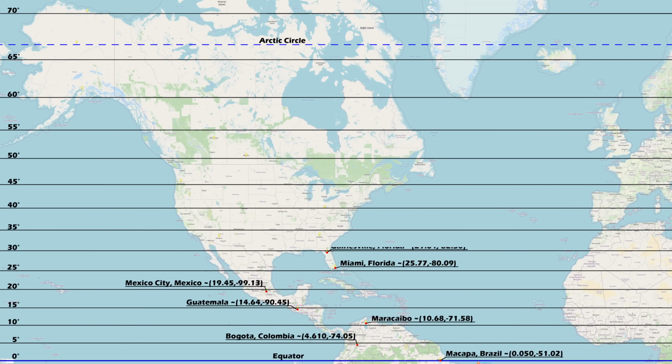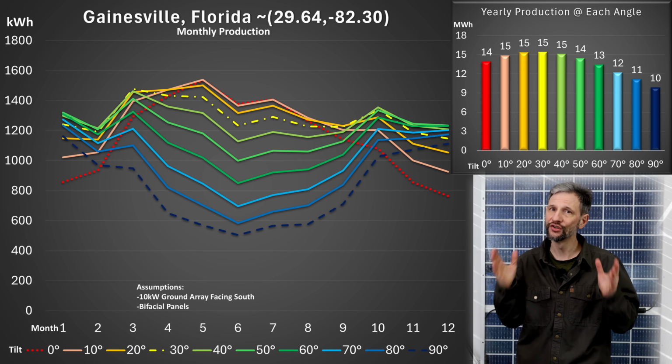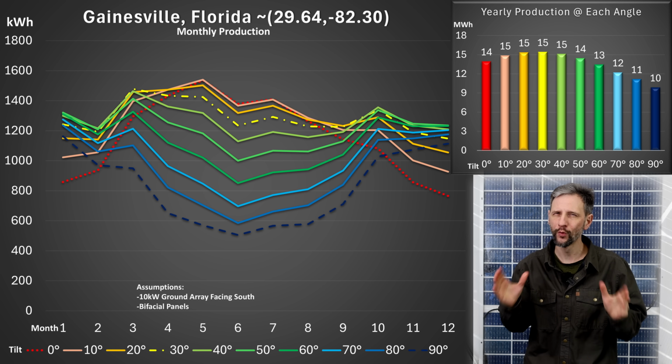Moving up the panhandle to approximately 30 degrees latitude. Once again, 30-degree tilt gives a fairly even production throughout the year and a good yearly output at 15 megawatt hours. At 35 degrees, I ran a weather experiment.